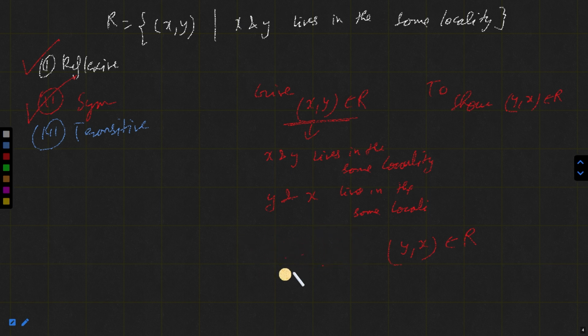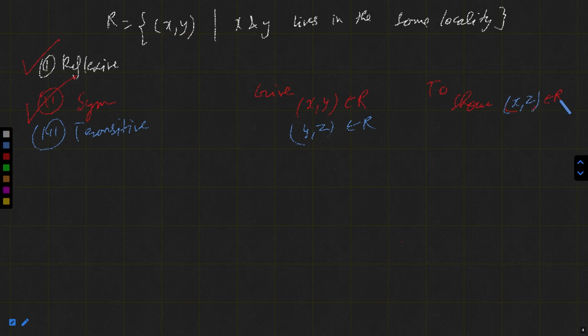Now for the transitive relation, first of all, start with what we are given. We are given that (x, y) belongs to R and (y, z) belongs to R. Then we need to show (x, z) also belongs to R. So we are given this information.